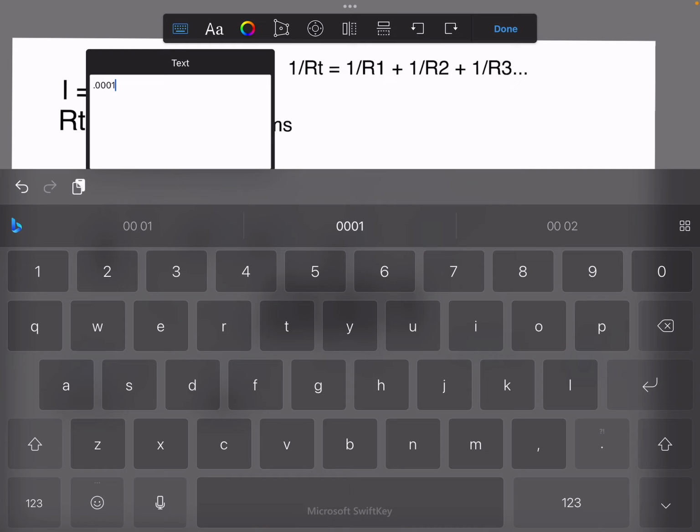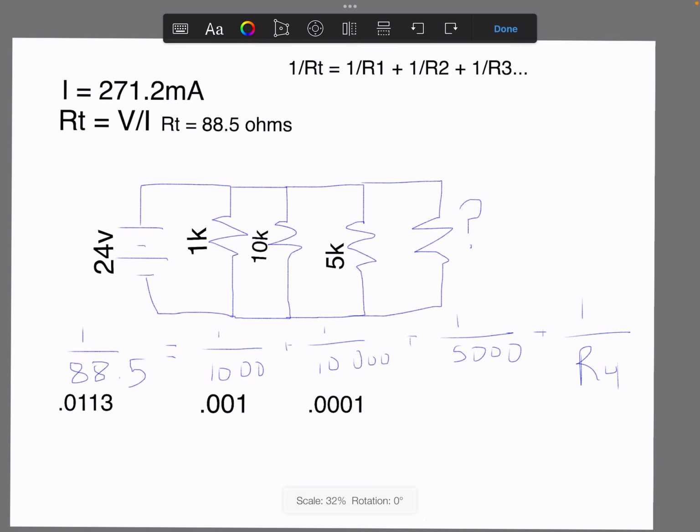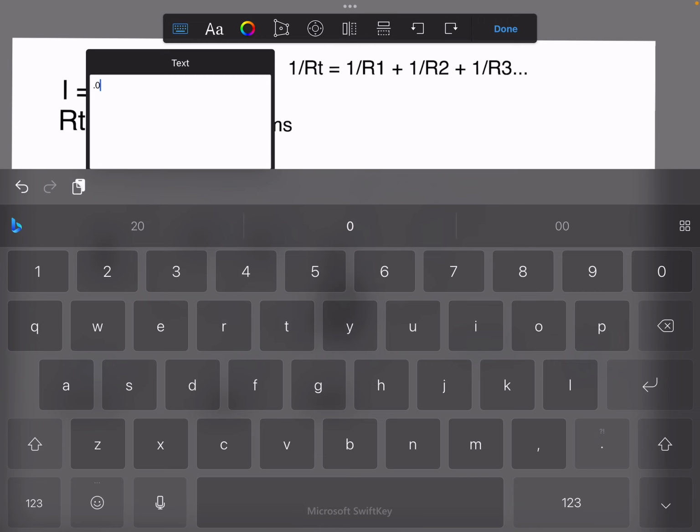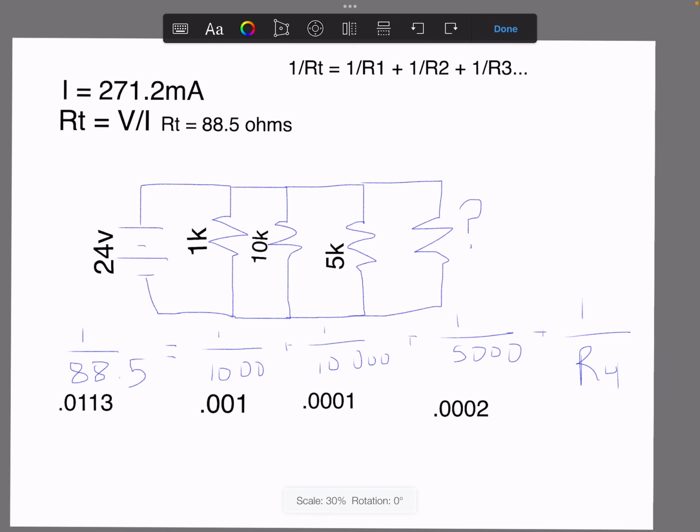So you're going to get 0.0001. Just check it on your calculator. 1 divided by 10,000 equals 0.0001. So there's your 0.001. 1 divided by 5,000 is 0.0002. So we have 0.0002. And the construction trucks driving by are really annoying. Plus 1 over R4, which is our unknown.